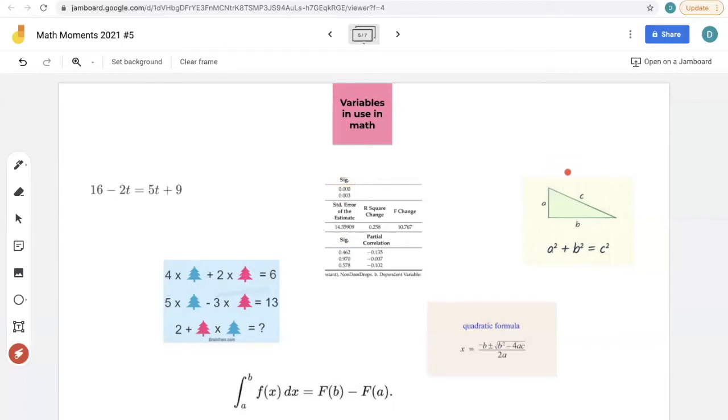And then another perhaps more common equation that you've seen is the Pythagorean theorem. And these represent unknown quantities or perhaps known quantities on triangles like this.